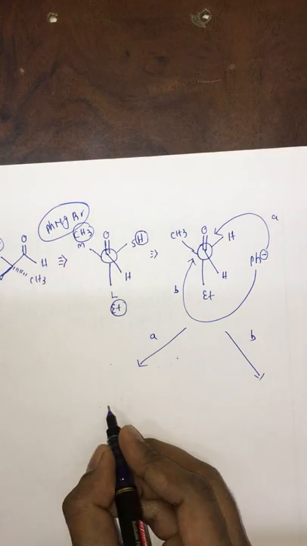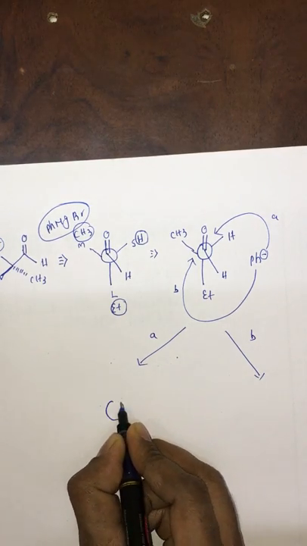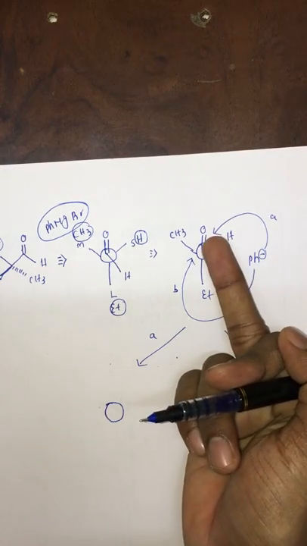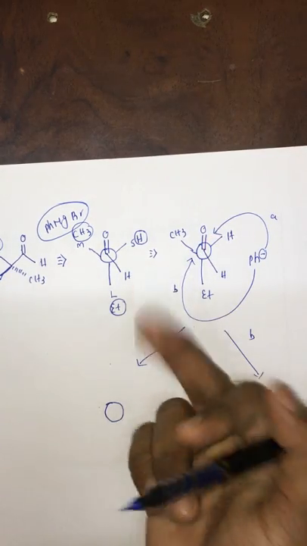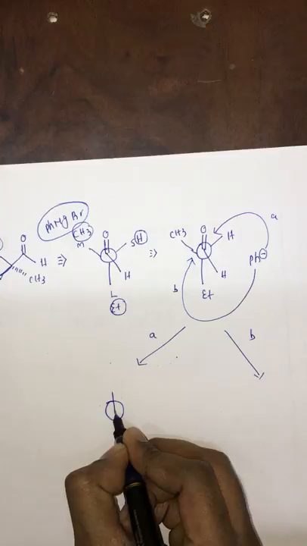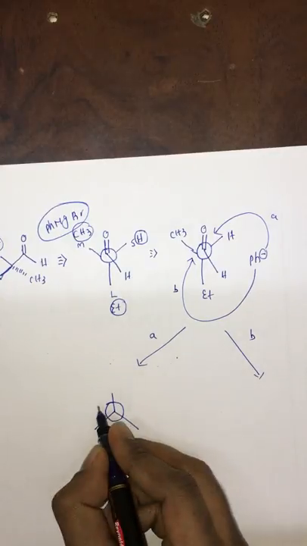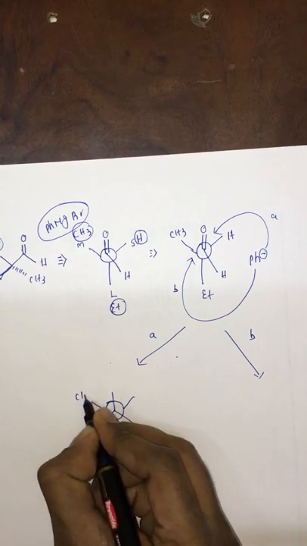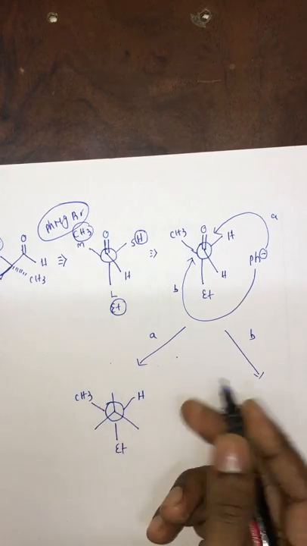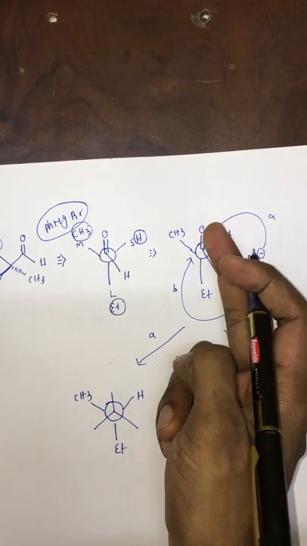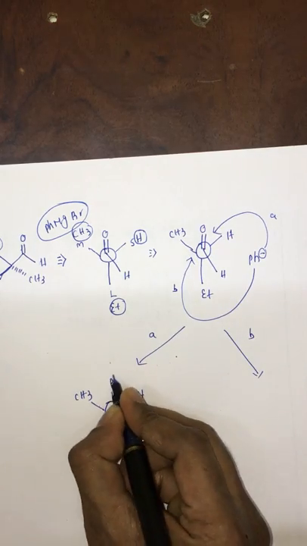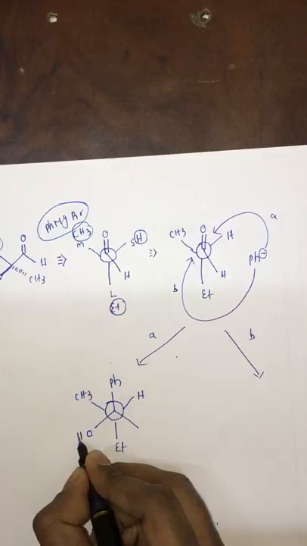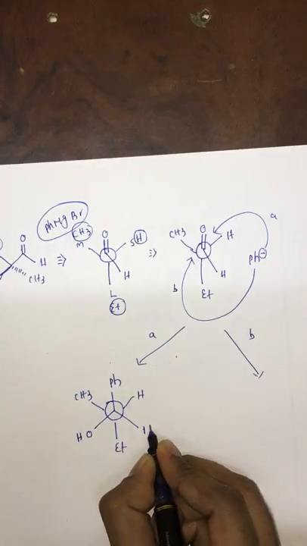First we'll write about the A path. Ph is coming from this side, that means this OH moves towards your left. This is the front carbon, and this is the back carbon. So the back carbon has ethyl, methyl, and hydrogen. Ph is coming this way, that means this position will be taken by Ph, and O will move towards your left. That is, OH is here, and hydrogen is here.